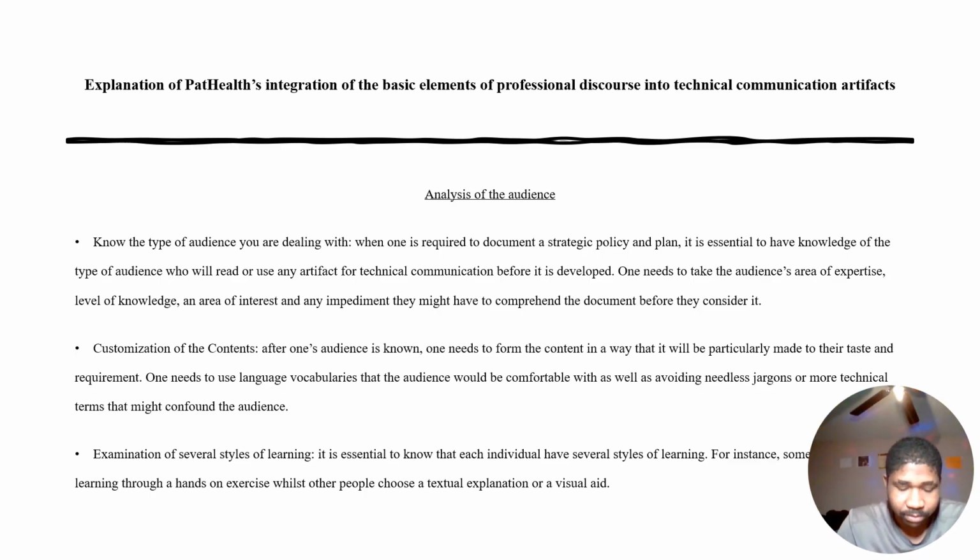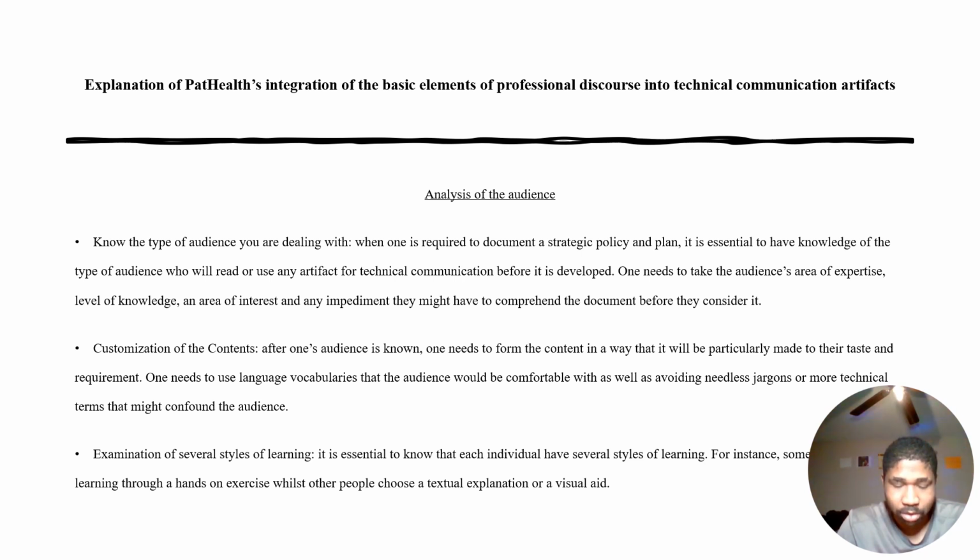The first part of my presentation is the explanation of the integration of the basic elements of professional discourse into technical communication artifacts. The first part is to make an analysis of the audience. The first part is to know the type of audience I'm dealing with. When one is required to document a strategic policy and plan, it is essential to know the type of audience who will read or use an artifact for technical communication before it is developed. One needs to take into account the audience's area of expertise, level of knowledge, area of interest, and any impediment they might have to comprehend the document before they consider it.